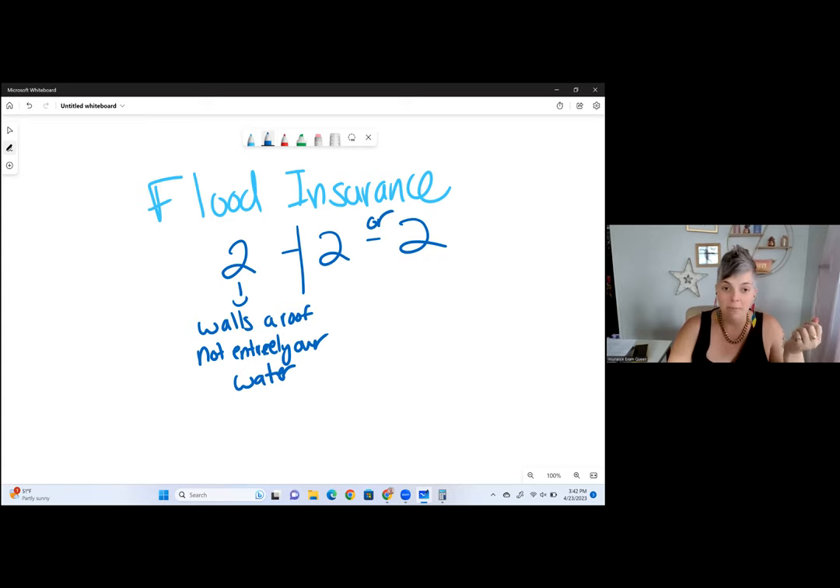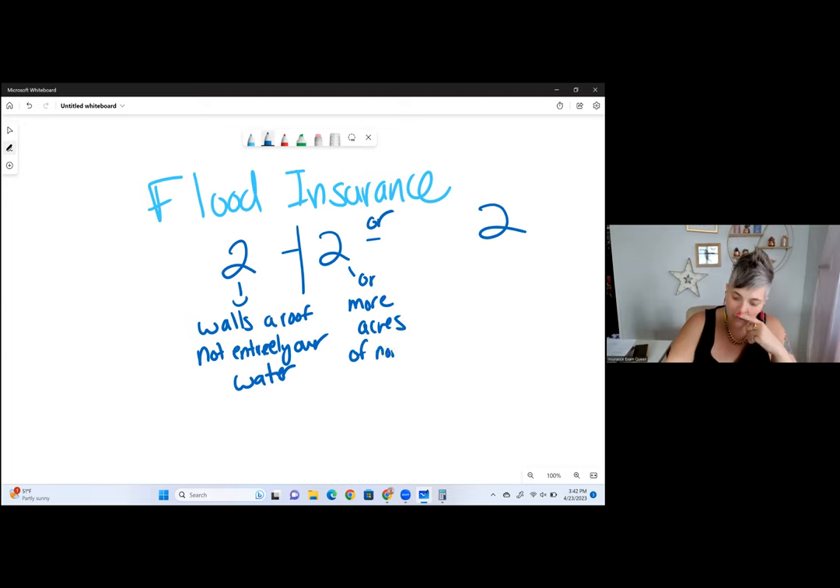So flood insurance is a government-run program, and they have rules about when they will respond to a flood claim or when they won't. And that's what the next two are. The property either needs to be two or more acres of normally dry land. So what they're saying is if you have a house on 1 acre and only that 1 acre floods, your flood insurance will not respond to the claim, because 2 or more acres need to flood, and then they will respond to the claim.